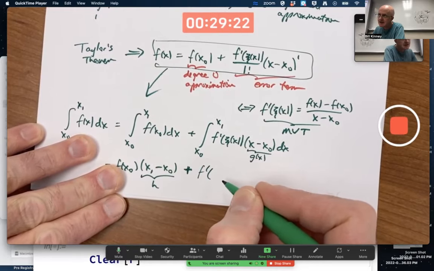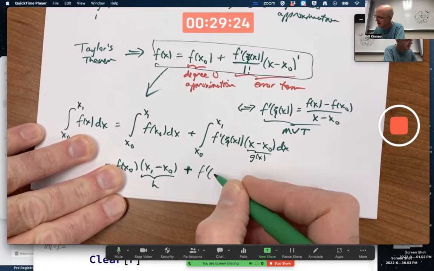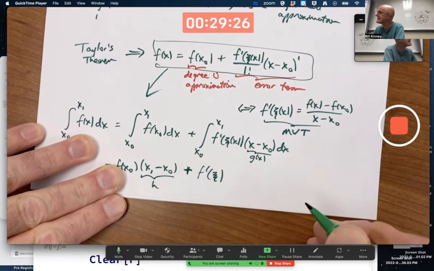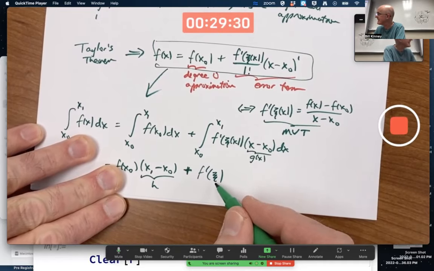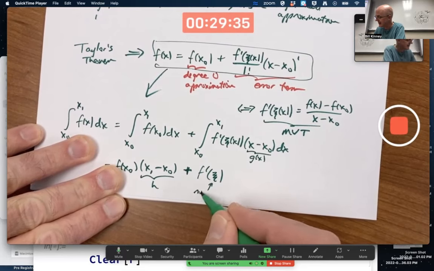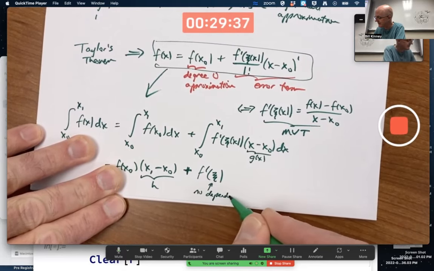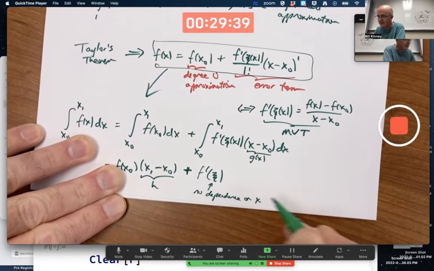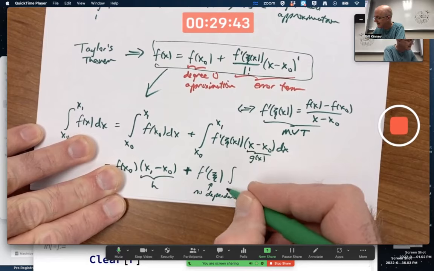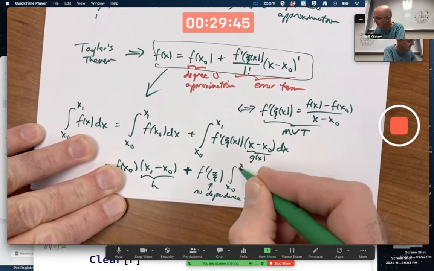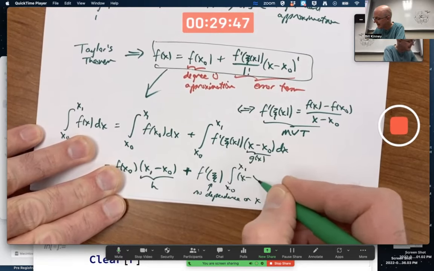Should I use a C? I could, but I like C so much, I'm going to use a C again. But now this is a C that doesn't depend on x anymore. No dependence on x. Though it does depend on x0 and x1. Times the integral from x0 to x1 of g of x. g of x is x minus x0.